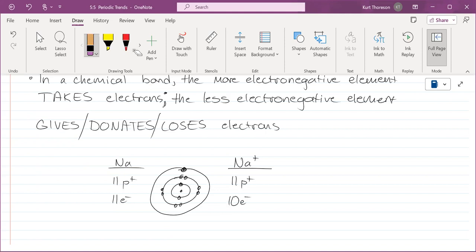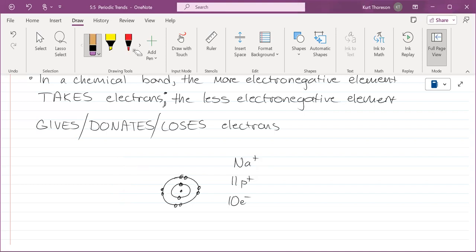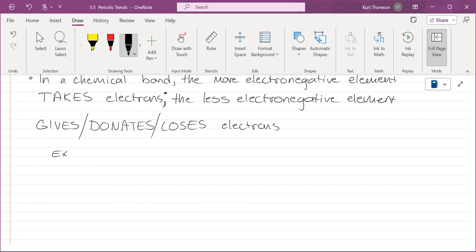Look at me, or look at the screen. Gone. And it gains a positive 1 charge. Some of you were texting me on the side, like, where does it go? And I hadn't told you that yet. Now I am. So this is a great example, and I want to talk about table salt. I'm just going to do table salt because it's an easy example, and that will be it for today.